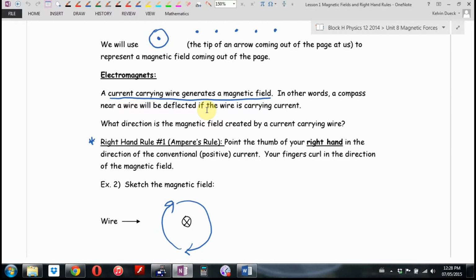What direction? We said for a wire, you point your right thumb in the direction of the current, your fingers curl in the direction of the magnetic field.